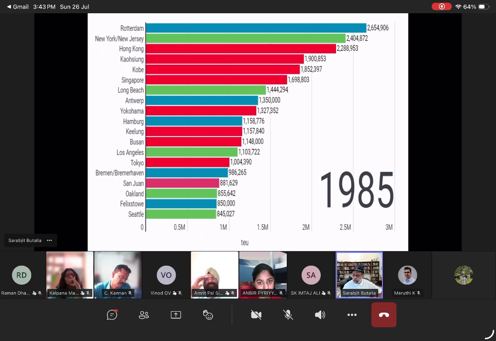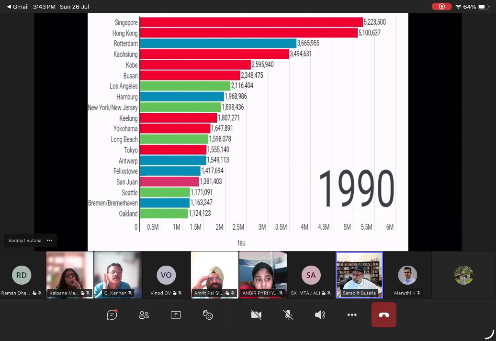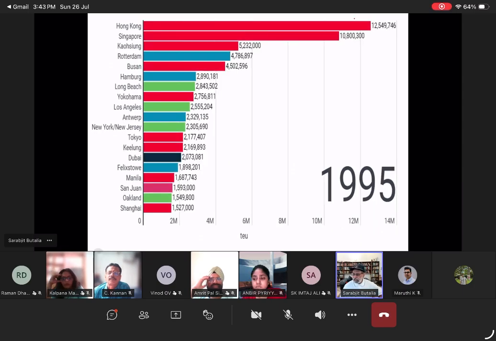Singapore is 1.6 million. From 85 to 90, Singapore is 5.2 million. This is where China started churning out their production. And from 90 to 95, Singapore becomes 10 million. So a jump of 100%. And at the top here, Asia starts to dominate: Hong Kong, Singapore, Kaohsiung, which is Taiwan, then Rotterdam, then Korea, Hamburg, and others.